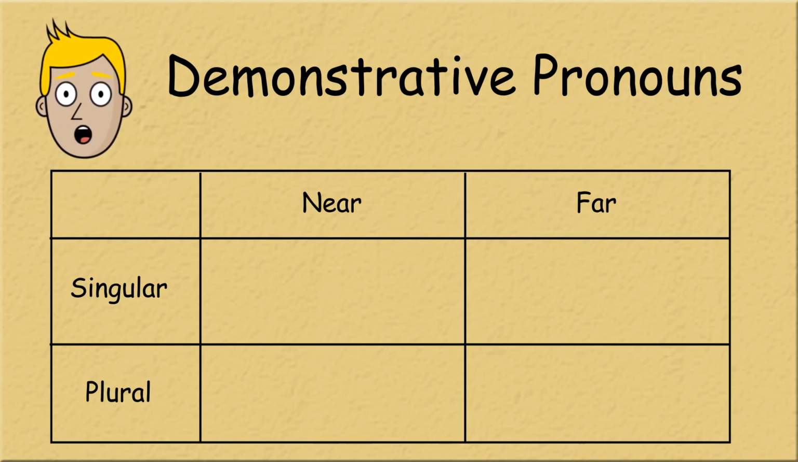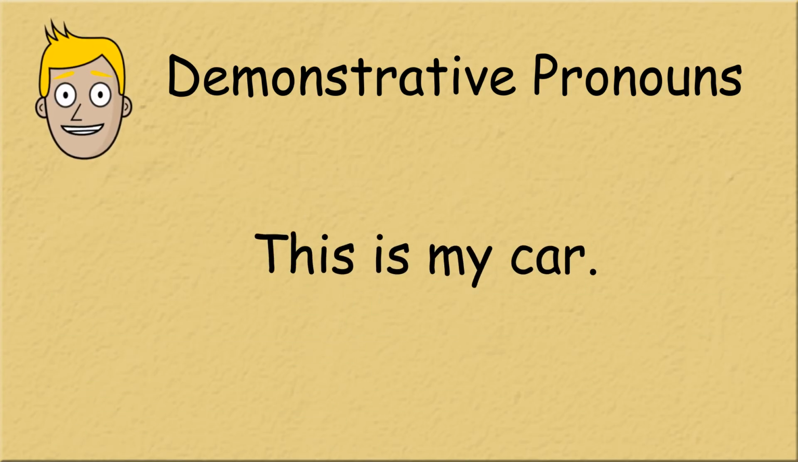If an object is both singular and near, we can use the pronoun this. An example would be, "This is my car." You can use this pronoun when you are referring to something that is close to you.